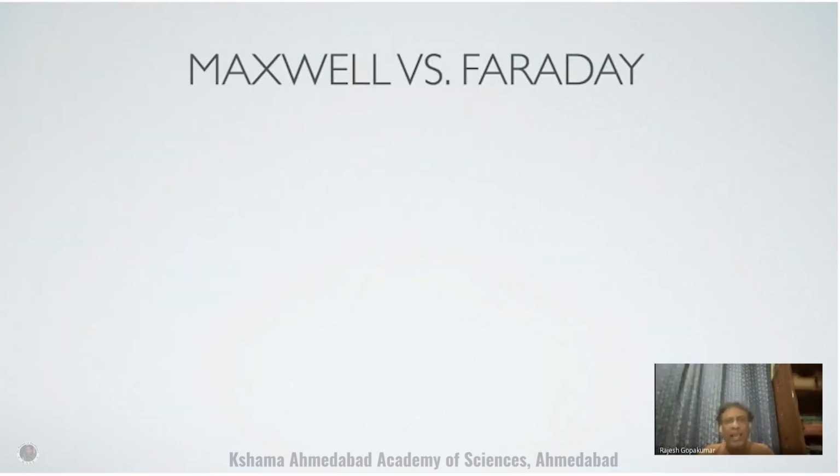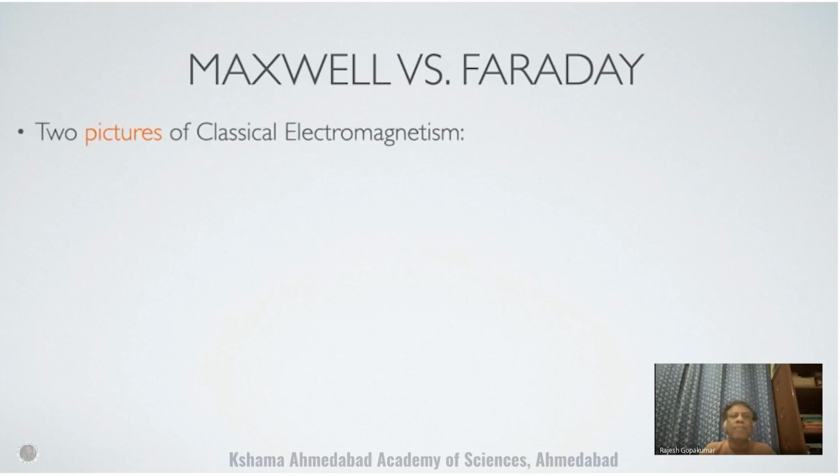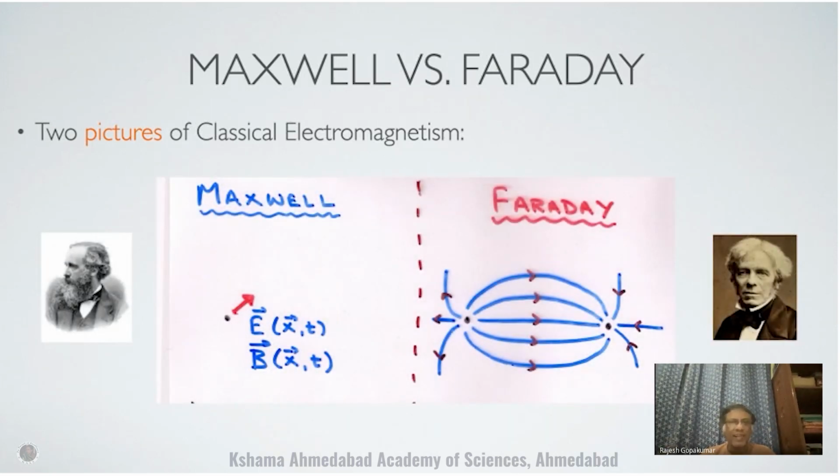But I want to dwell a little more on this, because this will be important for our theme of strings, because if you actually study a bit about the history of how classical electromagnetism was obtained, there were actually two pictures. One you can say is a Maxwell picture, and another is a Faraday picture, at least as a very crude way of describing it. So what are these pictures? You have all studied them.